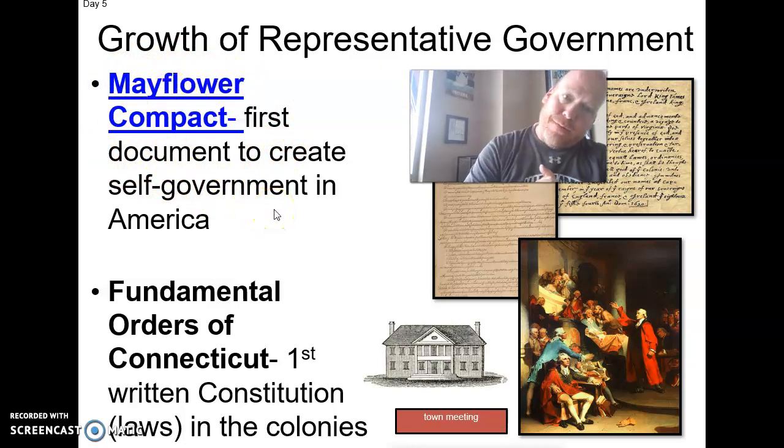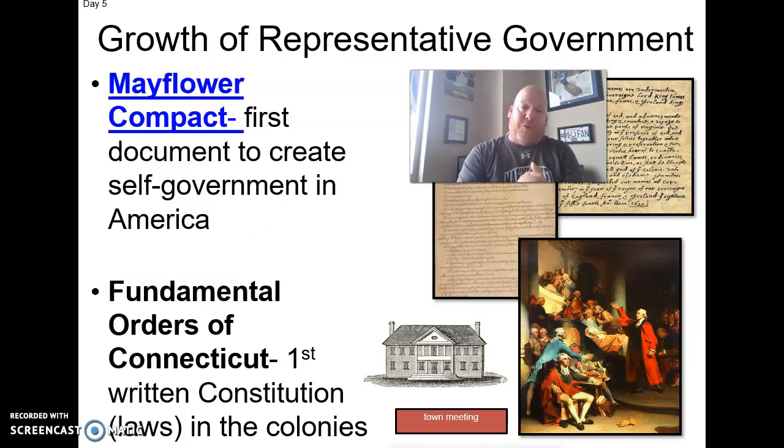Okay, this was one of the earliest, it was the first document in the United States, or what would become the United States. They're still colonies right now. But it's the first document that would create a self-government in America. The Pilgrims came over. Before they got off of the Mayflower, all of the men of the group that was arriving there got together, and they decided that they would draw up this document, which would basically list the rules and responsibilities of people who were going to be living in Plymouth.